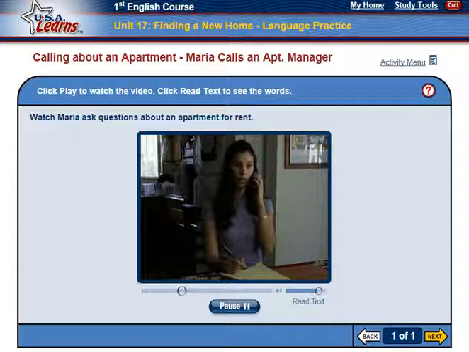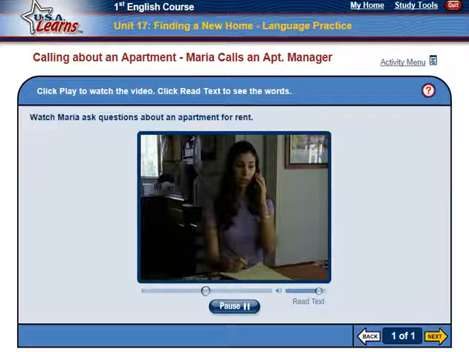Hello? Hello, is this Mrs. Gomez? Yes, it is. My name is Maria Miller. I'm calling about the apartment for rent. I have a few questions. Sure, what do you want to know? How many bedrooms does it have? It has two bedrooms. Does the apartment have a balcony? Yes, it does. Is there a swimming pool? Yes, there is. How much is the rent? It's $950 a month.